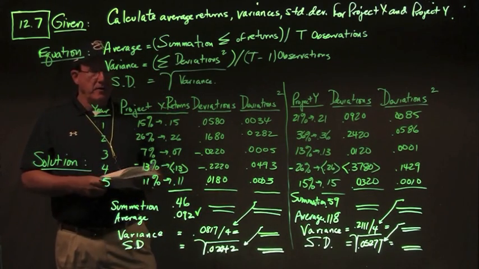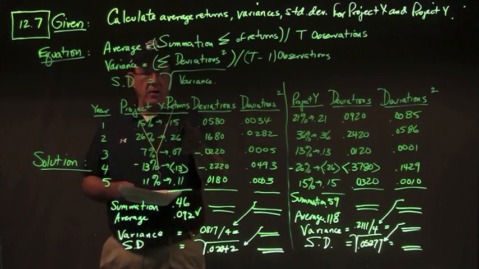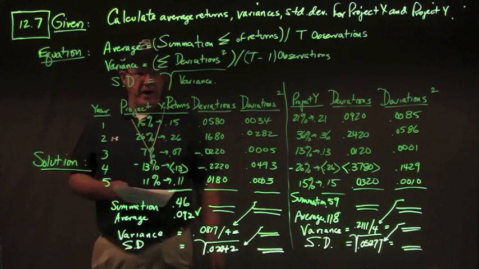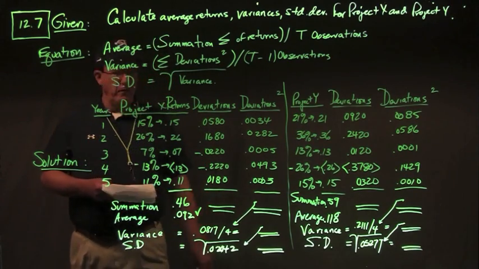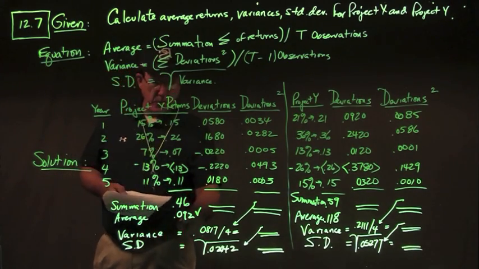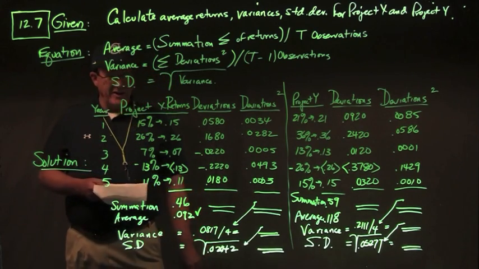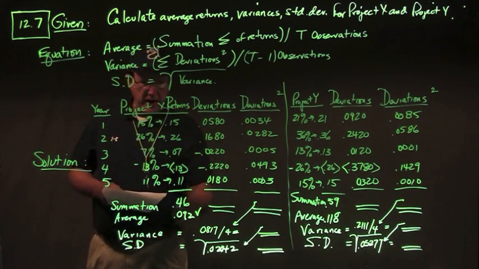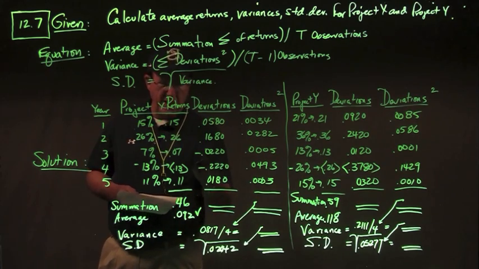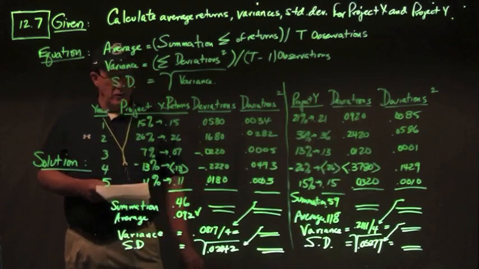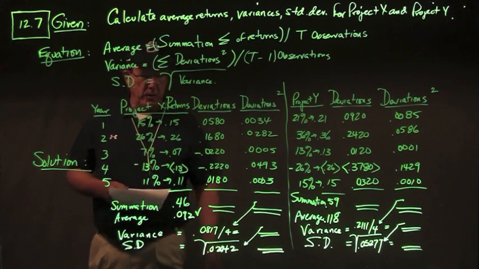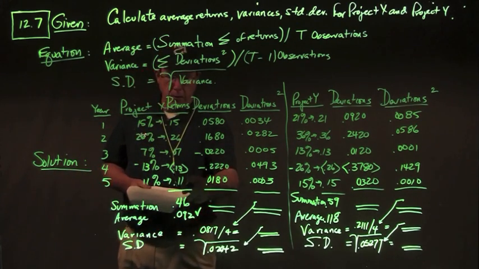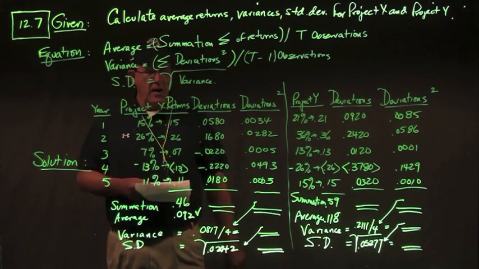Now what I want to do is calculate the deviation. Take the returns minus the average to get the deviation. So 0.15 minus 0.092 equals 0.0580. 0.26 minus 0.092 is 0.1680. You have to be careful of your signs too. 0.07 minus 0.092 is minus 0.0220. Minus 0.13 minus 0.092 is minus 0.2220, and then 0.11 minus 0.092 is 0.0180.